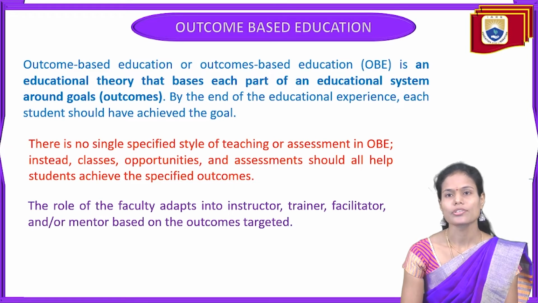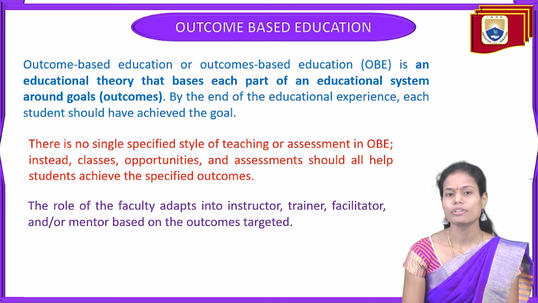Outcome-based education is an educational theory that bases each part of an educational system around goals or outcomes. By the end of the educational experience, each student should have achieved the goal. In outcome-based education, each student can reach their goal, because at the completion of each semester we assess the results, take the feedback, and again do some process to improve the results. There is no single specific style of teaching or assessment in outcome-based education. Instead, classes, opportunities, and assessments should all help students achieve the specified outcomes.